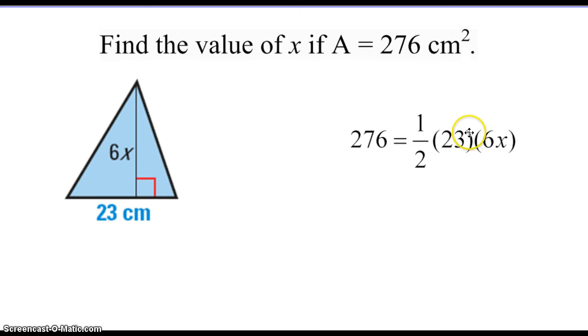Now again, this is all multiplication. It doesn't matter that this has x. So I would first just multiply this out. You could multiply 2 to the other side, but I would just make it one big number. 1/2 times 6 is 3. 3 times 23 is 69. So 276 equals 69x. Divide, and x is 4.